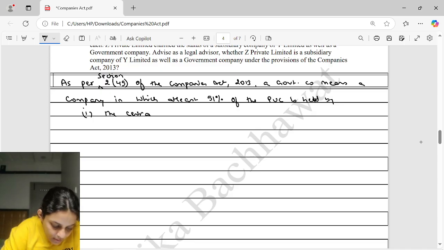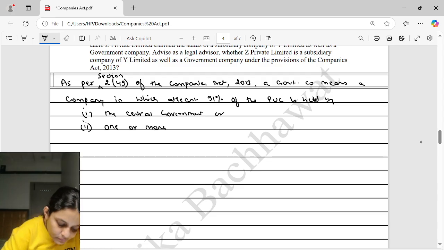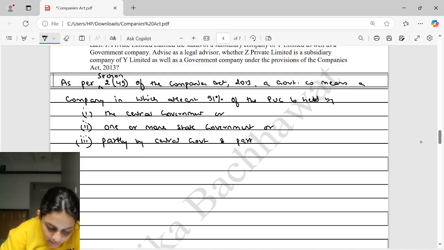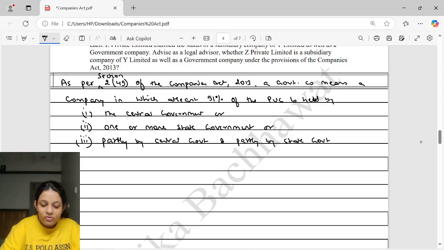the central government or by one or more state governments or partly by central government and partly by state government.